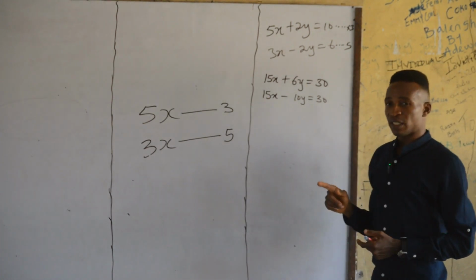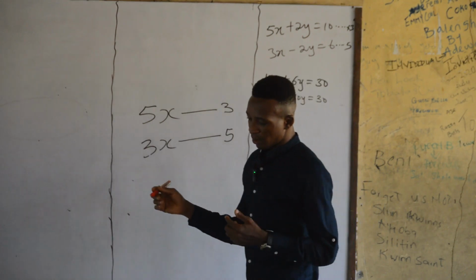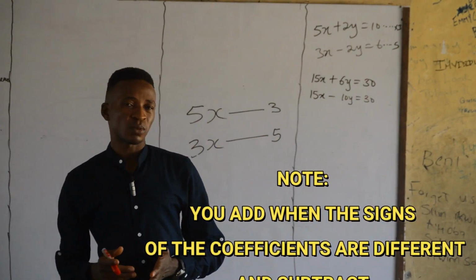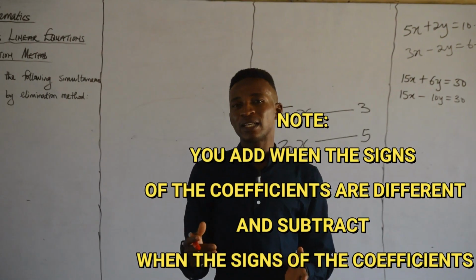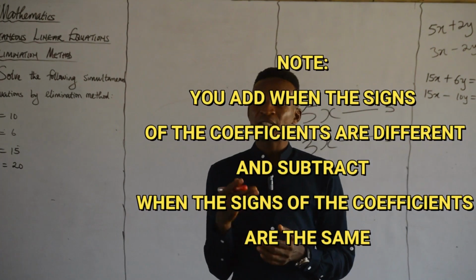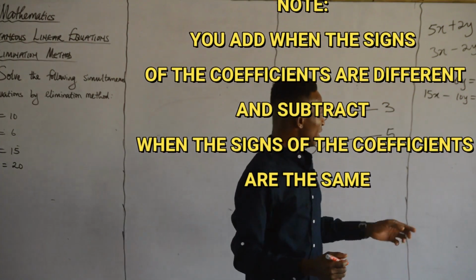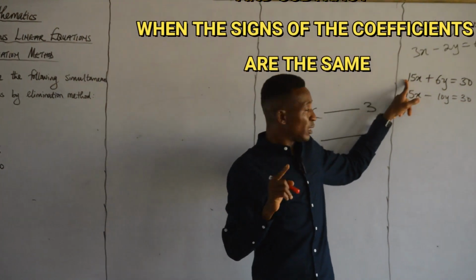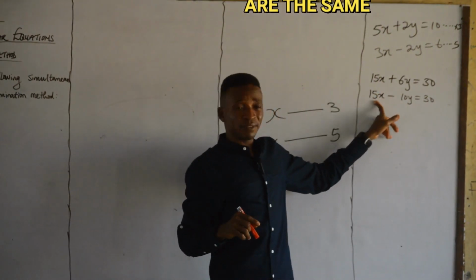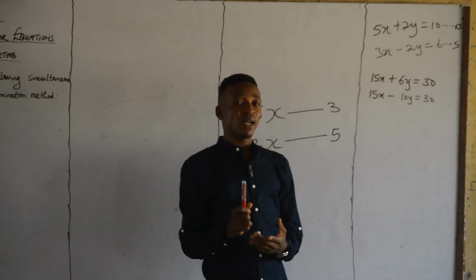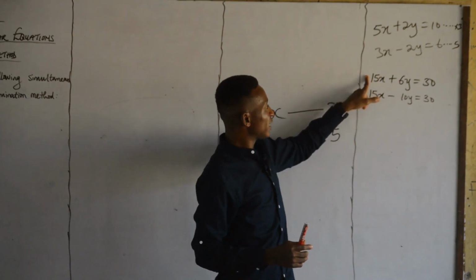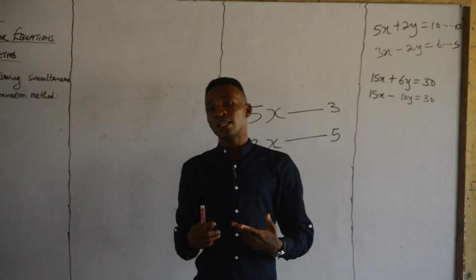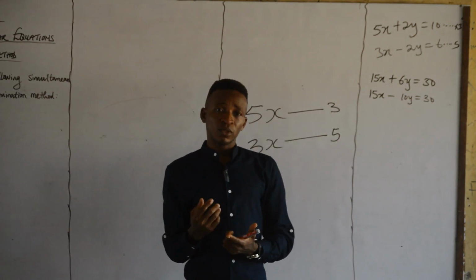For you to eliminate, there is a particular sentence I'm going to give us. When the signs are the same, subtract, and when the signs are different, you add. Now the signs we are talking about here are the signs of the coefficients that are presently the same. Here you have 15x, you also have 15x here. And when you are talking about the sign of the coefficient, don't forget the sign here is plus and the sign here is plus. And from what I told us initially, when the signs are the same, you what?